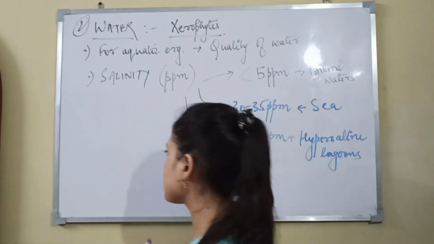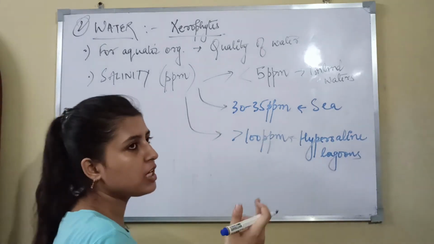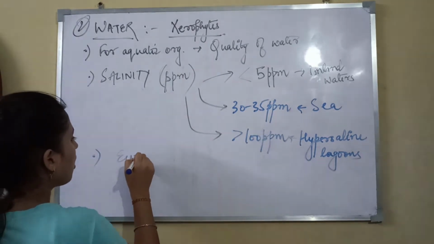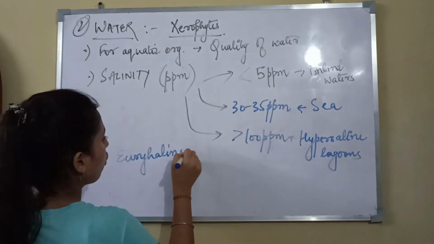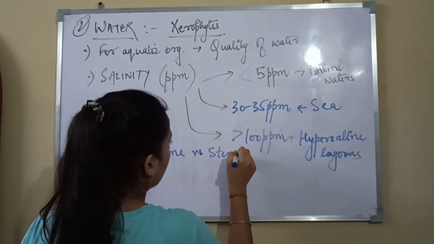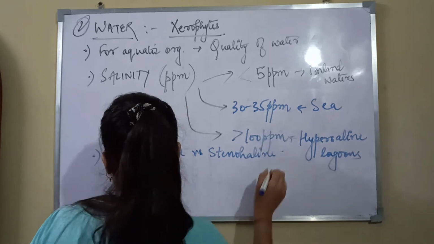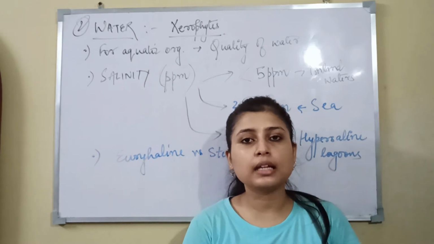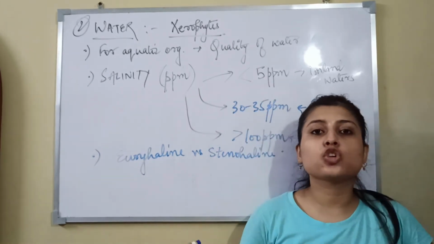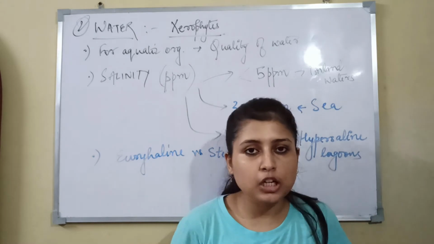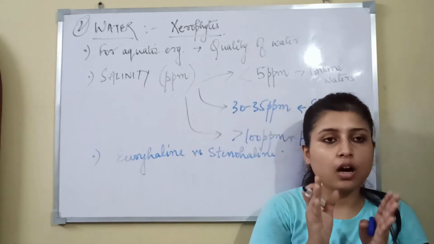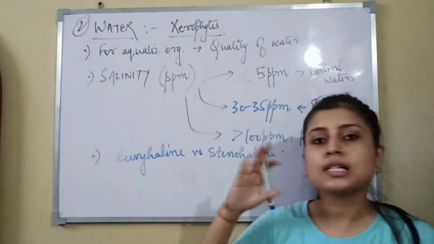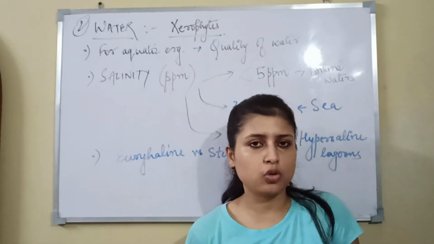Then similarly, as we had eurythermal and stenothermal for temperature, here we have euryhaline versus stenohaline. That means euryhaline bears a wide range of salt conditions, and stenohaline has a narrow range of salt conditions. That means euryhaline versus stenohaline is the same as eurythermal versus stenothermal.